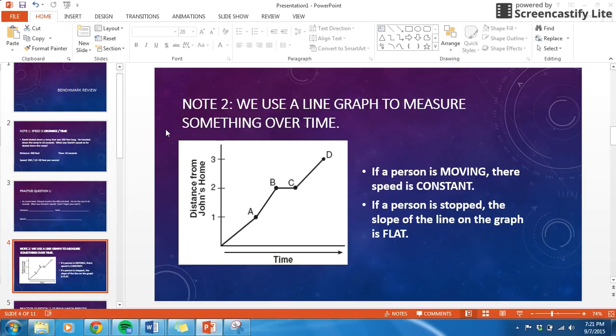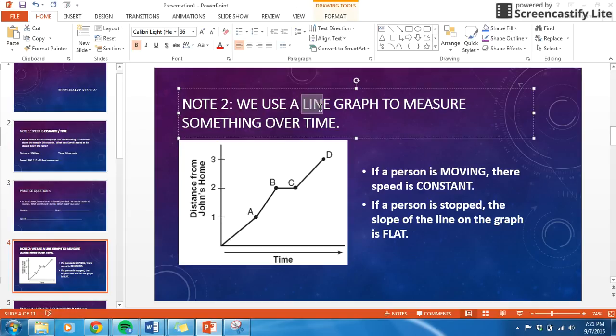Our second note for the day. We will use a line graph to measure something over time. Again, when something is over time, we use a line graph. So if a person is moving, there is a constant speed. Their speed is constant. So when I look at the distance from John's house, from point A to B, I know that he is moving away from his house. His speed is constant. And if a person is stopped, the slope of the line on the graph is flat.